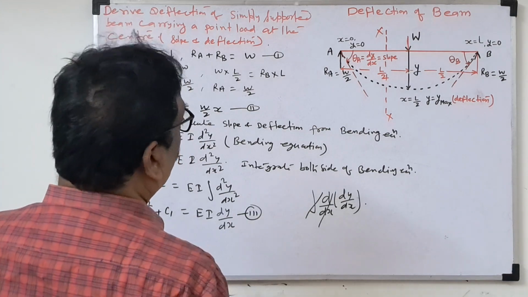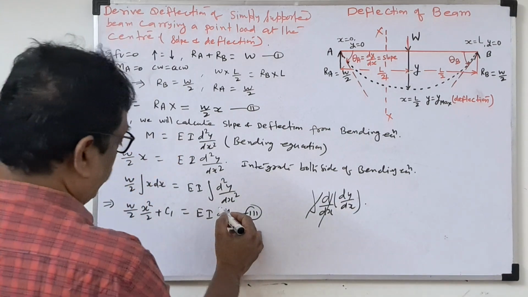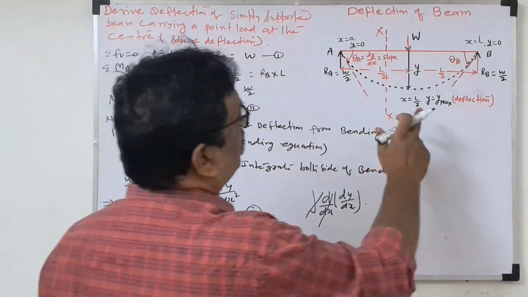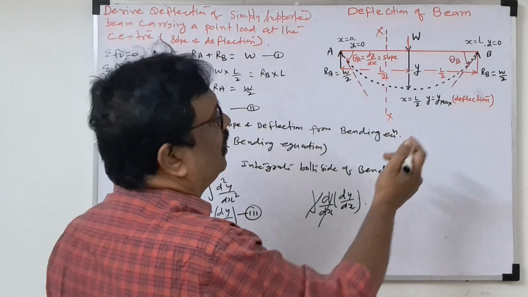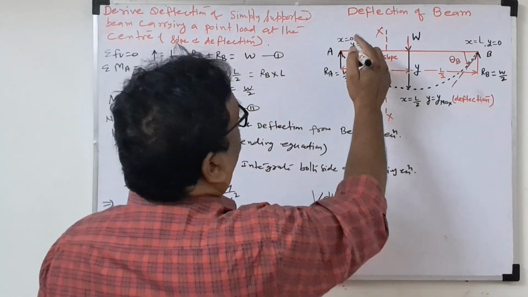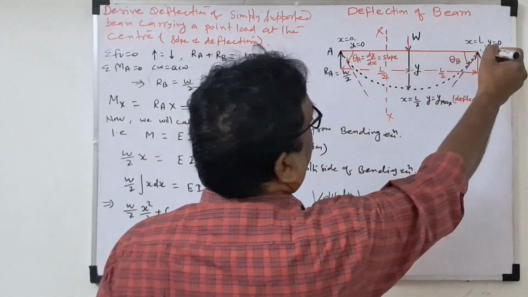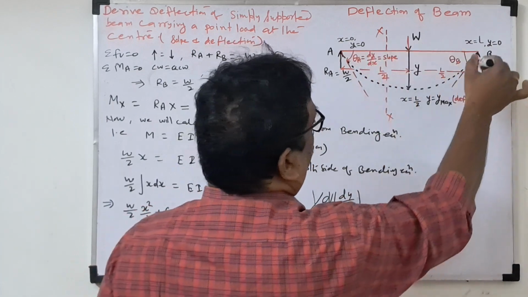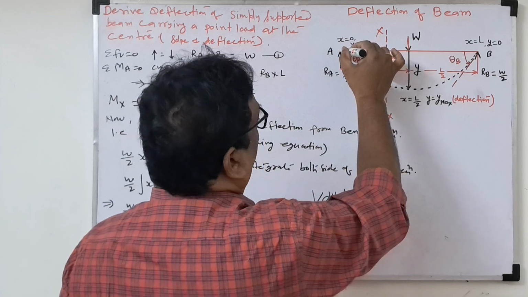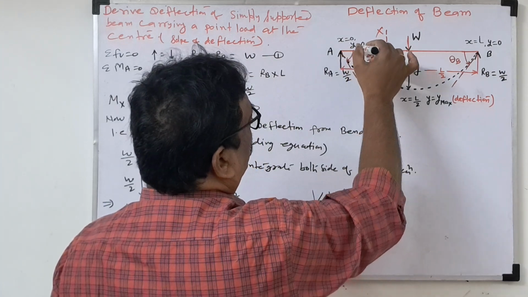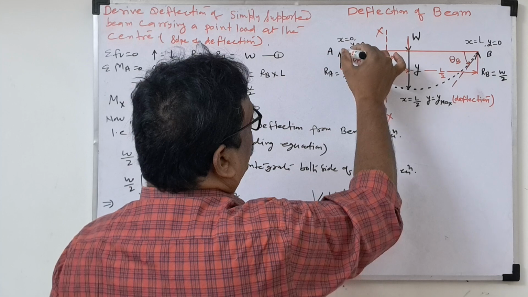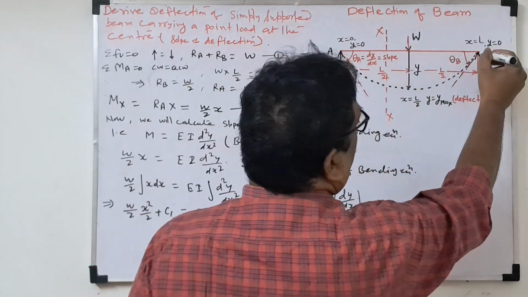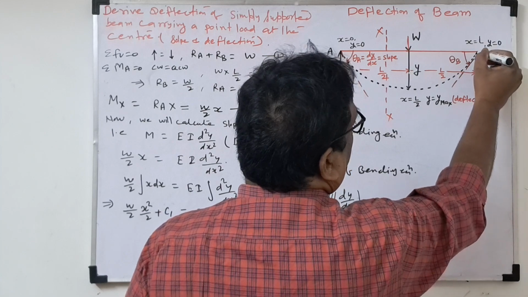Now we'll apply the boundary condition and make this dy by dx zero. So when will dy by dx be zero? A little explanation is required here. See here, AB is the beam. What is the deflection of this? This curve is the deflection. Deflection starts from x, so deflection will be zero here. Y is equal to 0 at point x, and deflection will be 0 at point x equal to L.